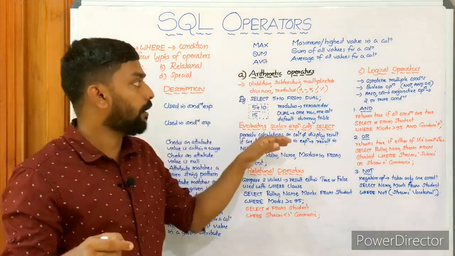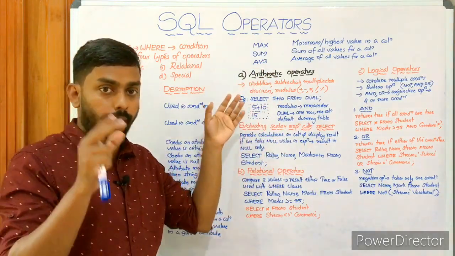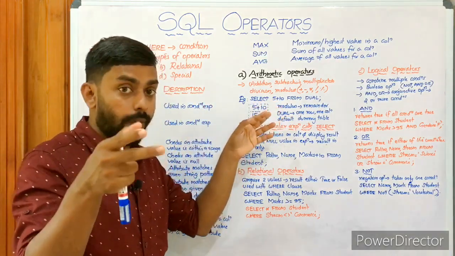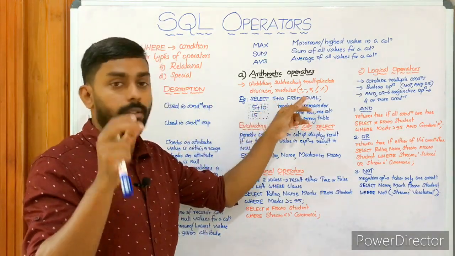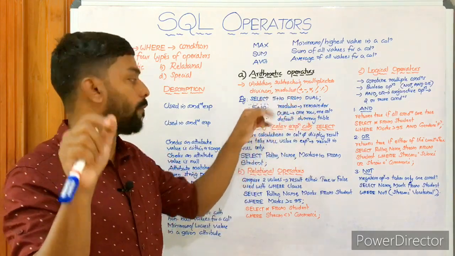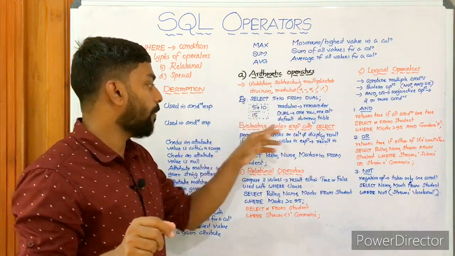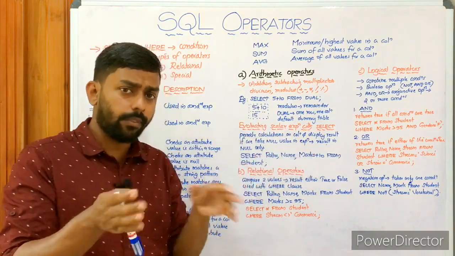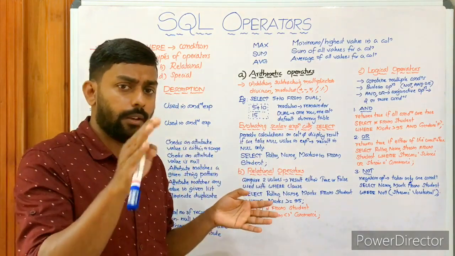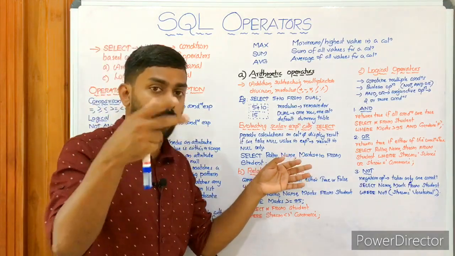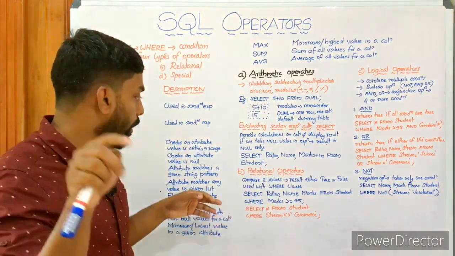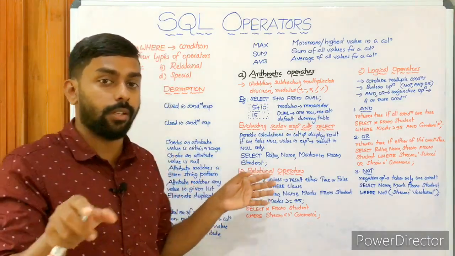Then the arithmetic operators: addition, subtraction, multiplication, division, and modulus. Modulus returns the remainder. Then 5 plus 10 from dual. Dual is a dummy default table having only one row and one column. Here is the resultant table. It evaluates a scalar expression. Roll number, name, marks plus 10 can also be added directly in the select statement, which will be incremented by 10 only for display. The actual marks will not be incremented, you know that. Select cannot make any change in the original table.